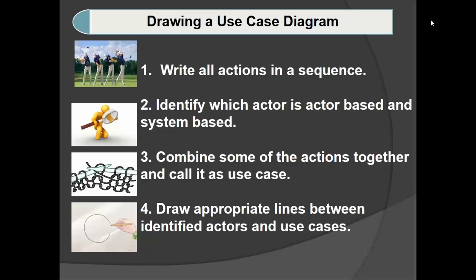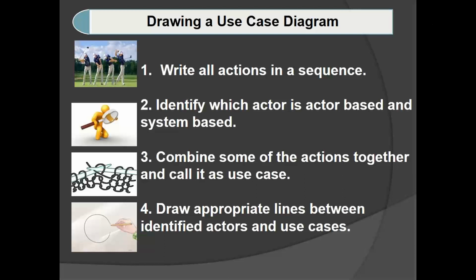Then the third step is to combine some of the low-level actions into high-level business functions, or combine some of the low actions and make it a use case. If there are some minute or low actions, we combine them, name it as a big action, and put it as a use case. Then we have to draw appropriate lines between the identified actions, actors, and the use cases.